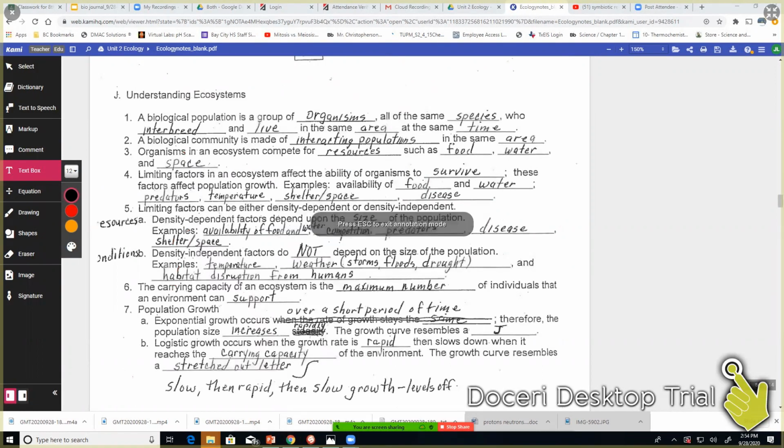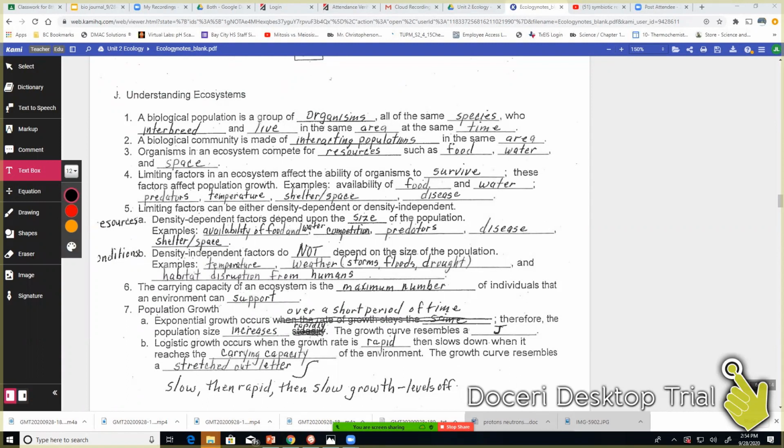So just understanding ecosystems, a biological population of organisms are all the same species. Remember, if something is the same species, that means it can breed and produce offspring that are fertile. So like a donkey and a horse can breed and they can make a mule, but then the mule is sterile. It can't have offspring. So that's because they're of different species.